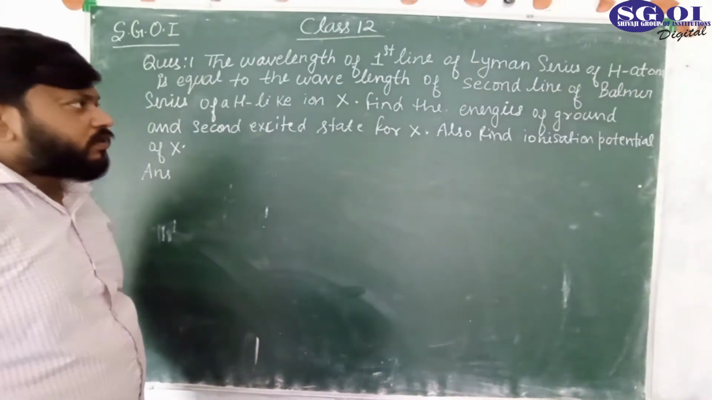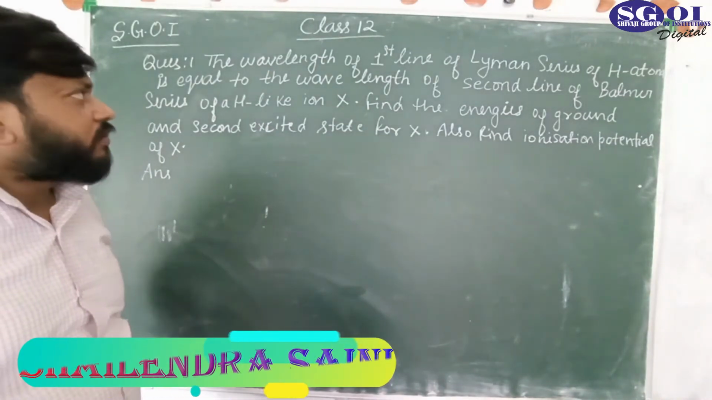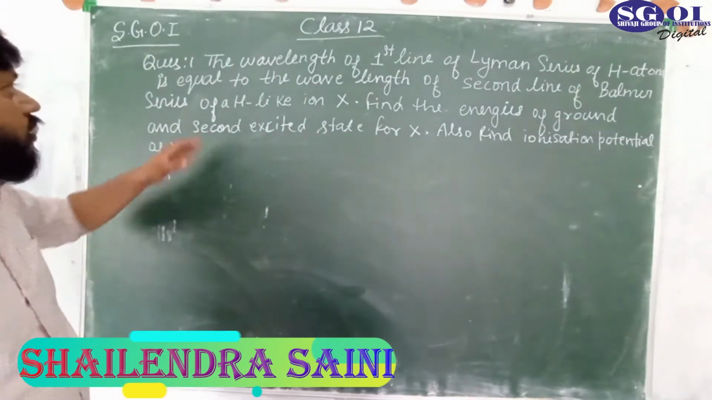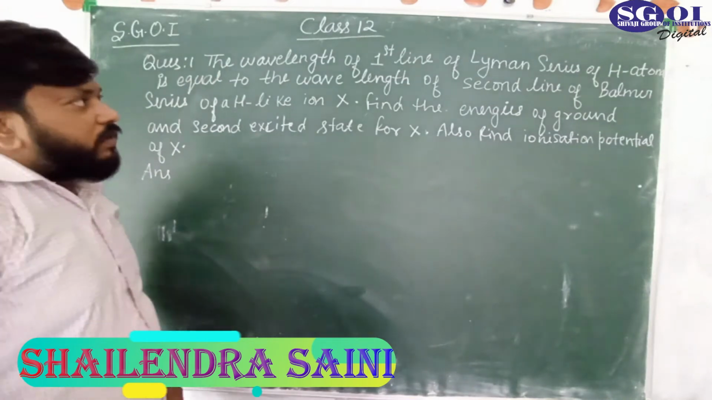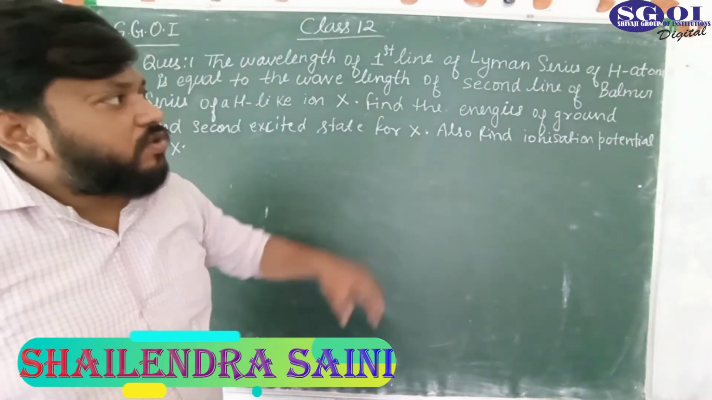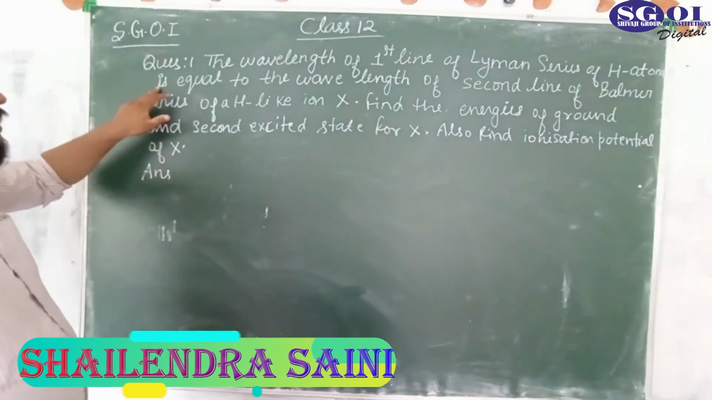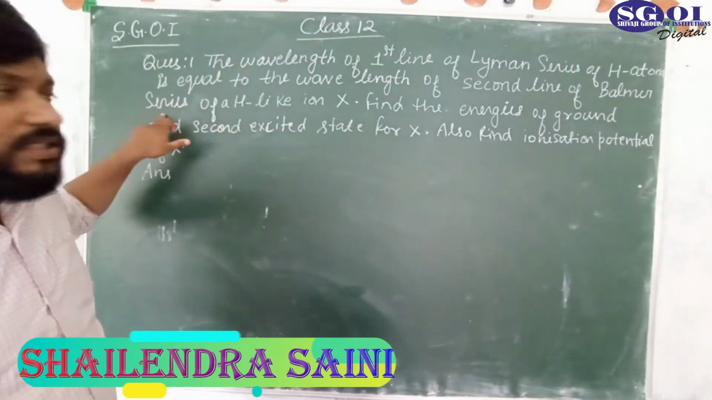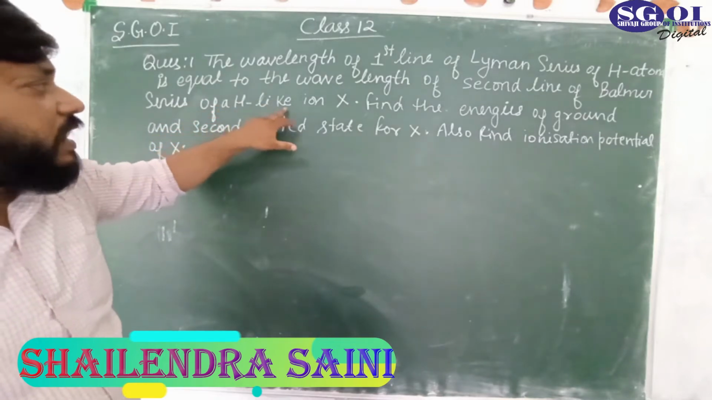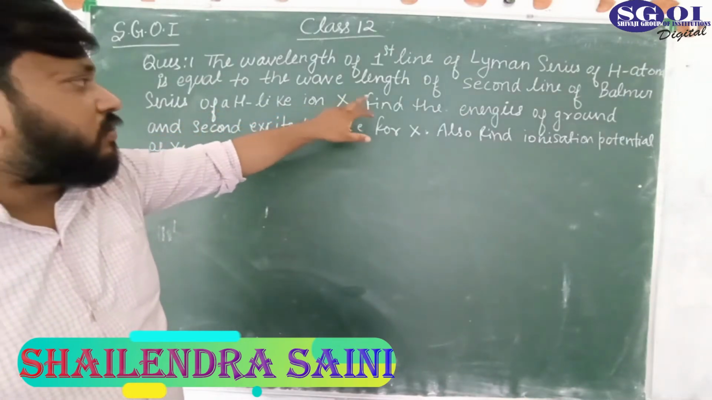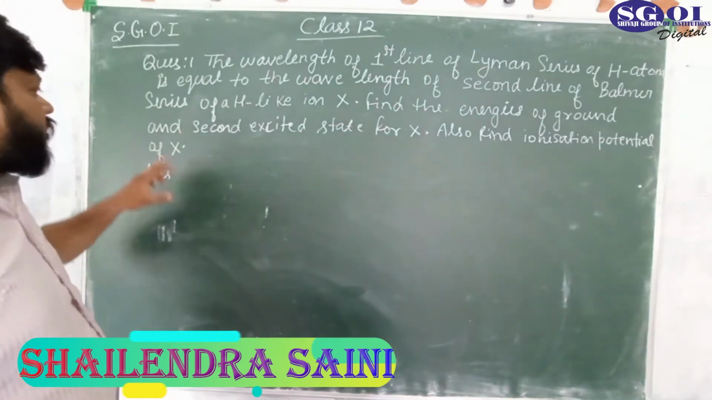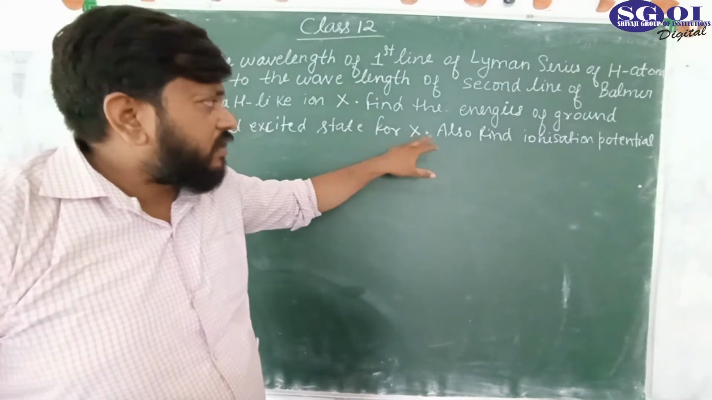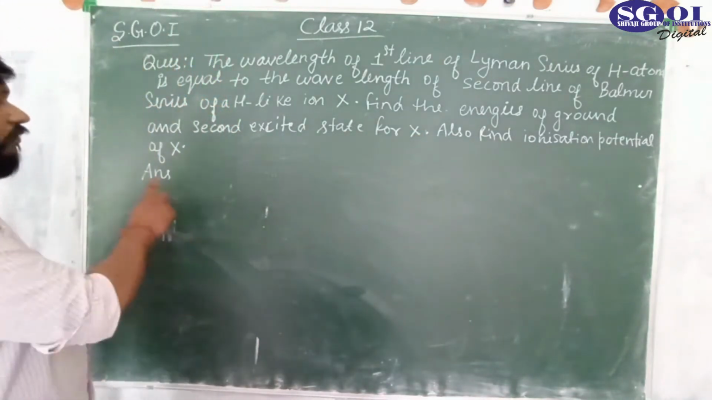Good morning, students. In this video lecture, we will solve the numerical problem which you are seeing on the blackboard. The wavelength of the first line of the Lyman series of hydrogen atom is equal to the wavelength of the second line of the Balmer series of a hydrogen-like ion X. Find the energies of ground and second excited state for the element X. Also find the ionization potential of X.